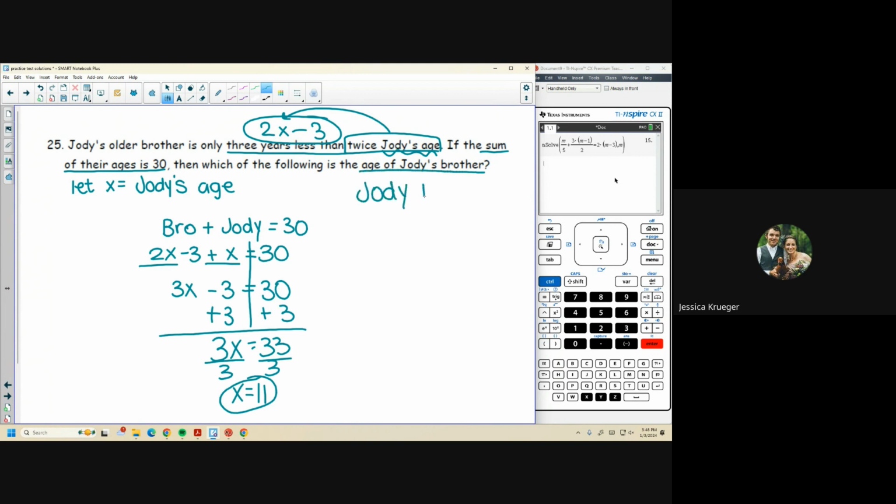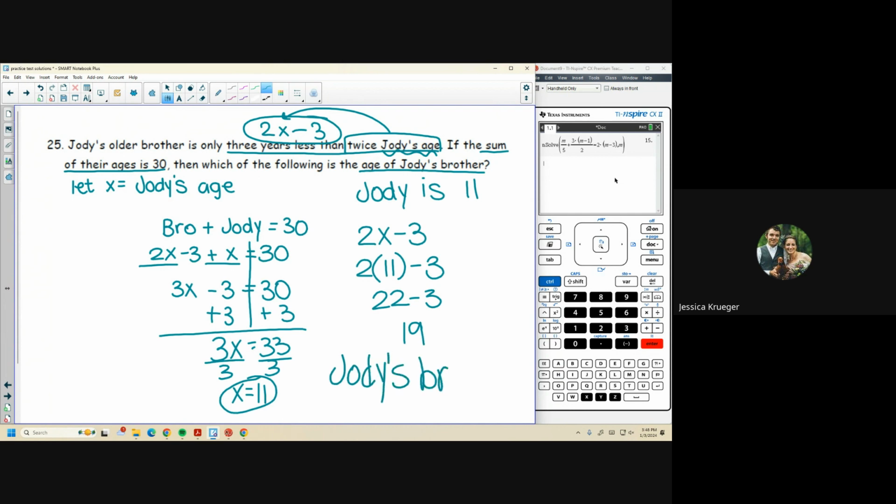Jody is 11. Her brother is 2 times x minus 3. So 2 times 11 minus 3. 22 minus 3 is 19. So Jody's brother is 19.